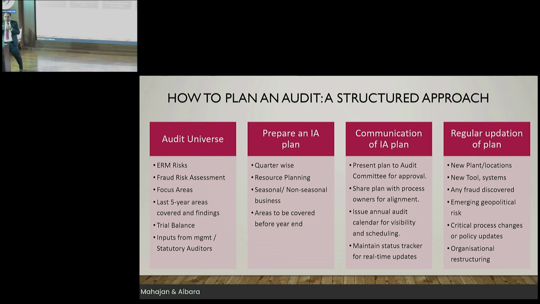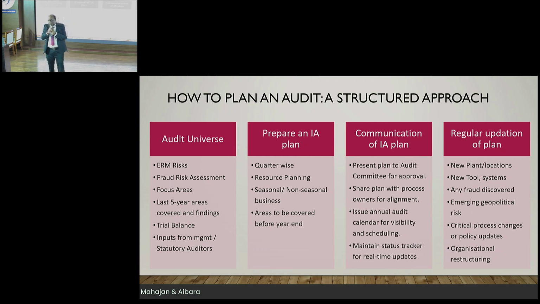Now, if we talk about the overall planning gamut, it starts with the audit universe, right? What are the various inputs for preparing an audit universe? We need to have the list of areas. The first is what are the risks relating to the organization. The audit universe will be available online, you can download that, but what the client would require is a customized audit universe, and based on that, a plan is prepared.